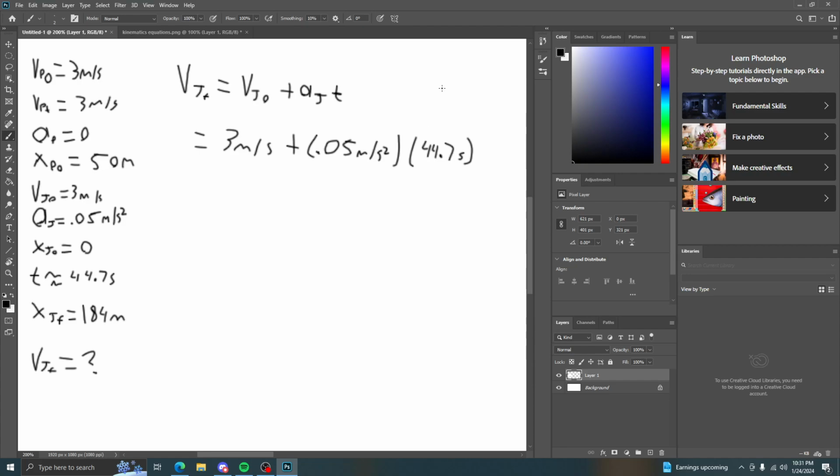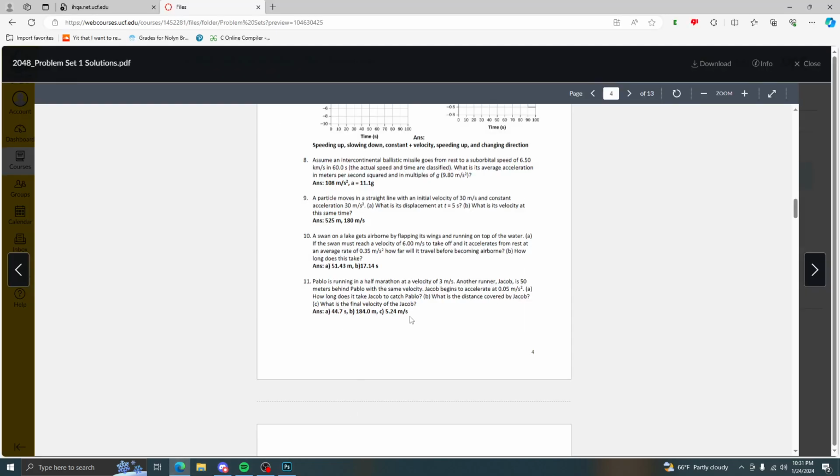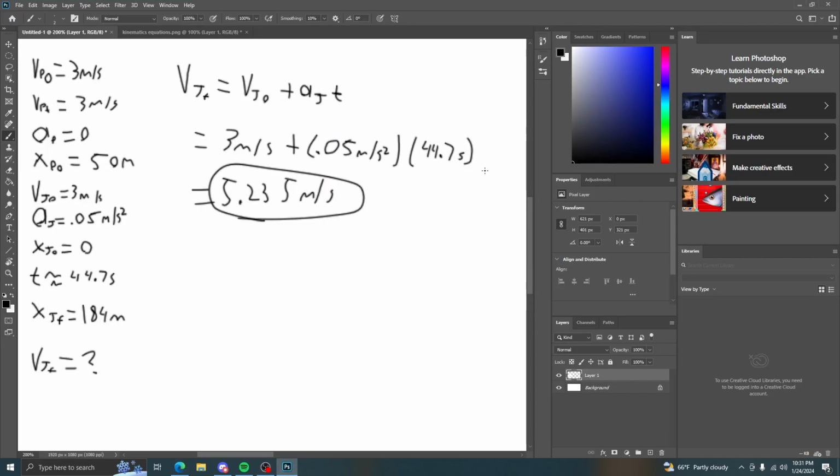So anyway, 3 plus 44.7 times 0.05, and that is 0.235 meters per second. And that should be the final velocity of Jacob. And so, yeah, 5.24. Okay, why did they round it that time? Whatever, man. All right, that's how you do this one.